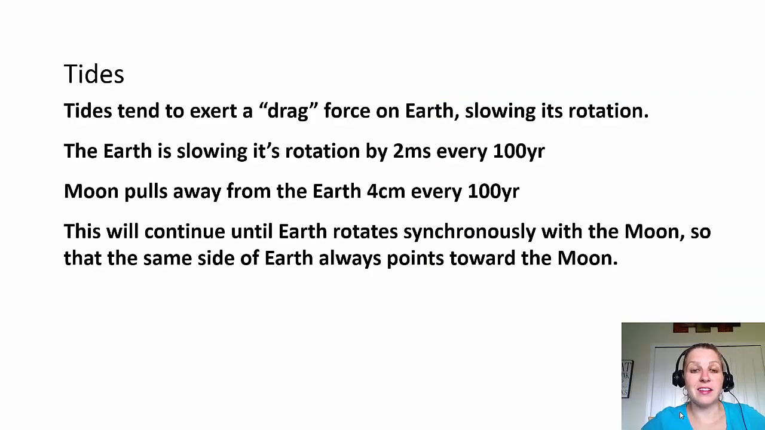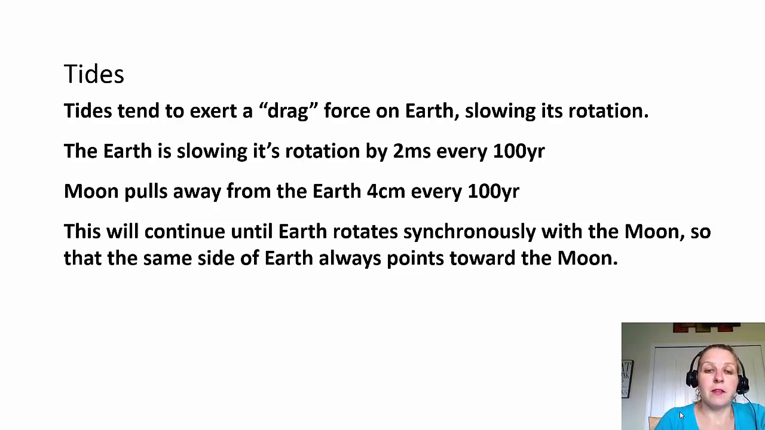So this is kind of interesting. Because of the tides, there's actually a drag on the Earth, and it's causing our rotation to slow down. So it's not exactly noticeable, but the Earth is slowing at 2 milliseconds every 100 years. Again, even if you live to be 200, you're not going to notice it. What's also interesting is that the moon is pulling away from the Earth 4 centimeters every 100 years. So again, if you're going to live to be 200, you're not going to notice it.